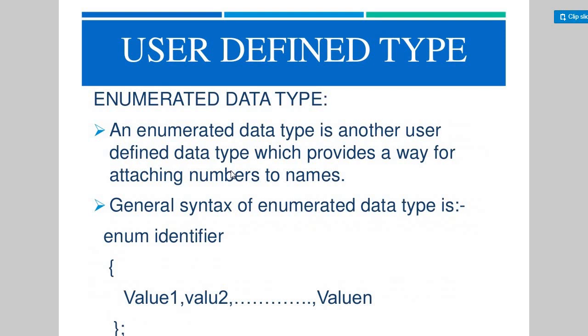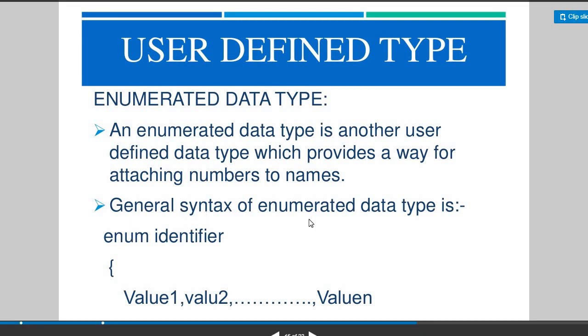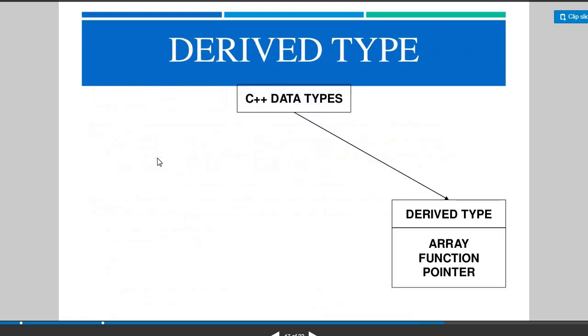Now enumerated data types. An enumerated data type is another user-defined data type which provides a way of attaching numbers to names. For example, the general syntax of an enumerated data type is the enum keyword, then an identifier, then value 1, value 2, up to value n. This is also a user-defined data type.